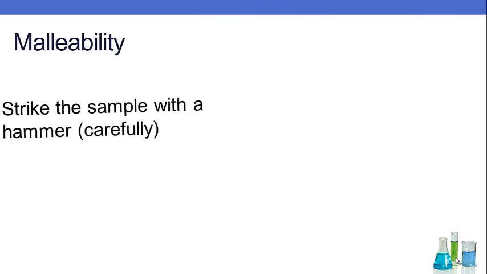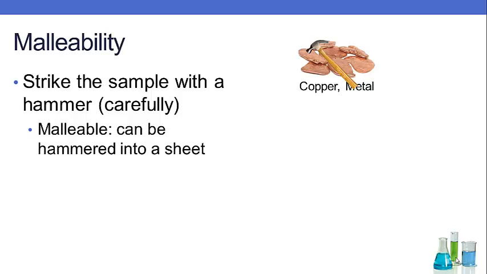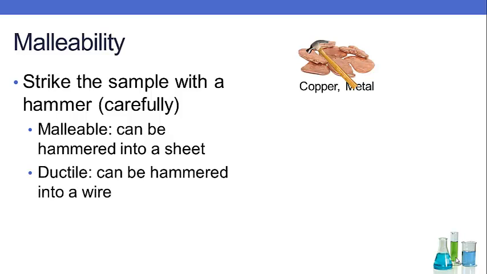Next test is malleability. So in the malleability test, we are going to strike the sample with a hammer, and we're going to be careful not to hurt ourselves or break anything. And what we're looking for is to see if the substance is malleable. We could hammer it or shape it into a sheet. Malleable, another name for a hammer is a mallet. So we're looking for something that we can shape with a hammer.